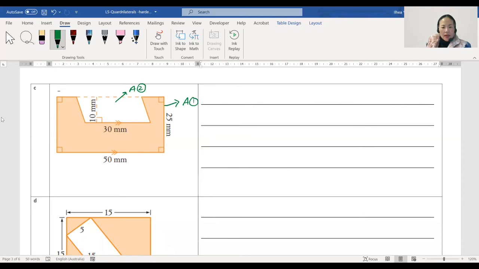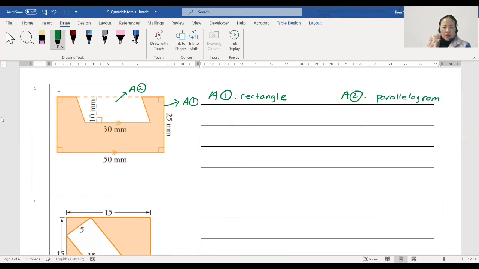Now, let's have a look at them individually, area 1 and area 2. We need to know what type of quadrilateral each one is. A1 looks like a square or rectangle, and because it's not the same size on all sides, it has to be a rectangle. Area 2 is tilted, so it could be a rhombus or parallelogram. It doesn't look like a rhombus because it doesn't have 4 equal sides, so it's going to be a parallelogram.